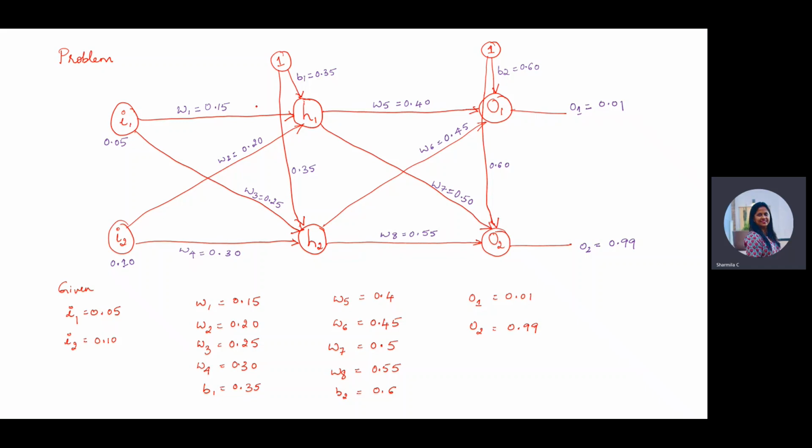Now, the hidden layer nodes, that is neurons H1 and H2, are associated with a bias value, that is B1 equals 0.35. For the output neurons O1 and O2, there is a bias value associated, that is B2 equals 0.60. As I've already told, the computation will be done at the hidden layer as well as the output layer. At the input layer, we are not doing any computation.